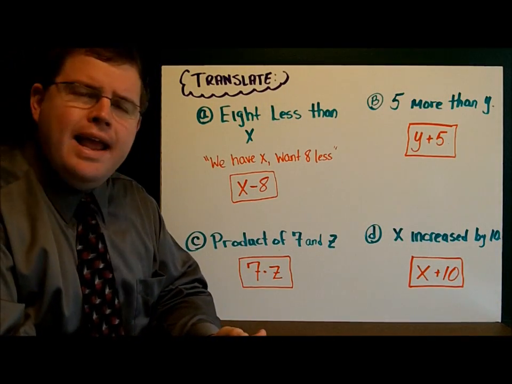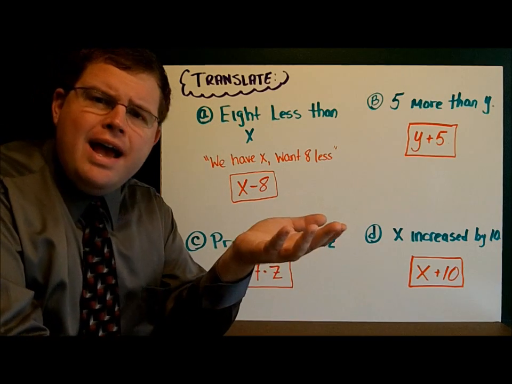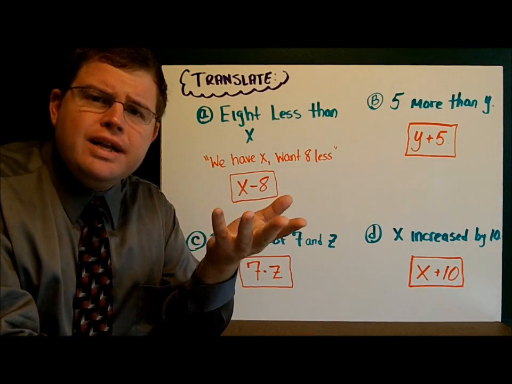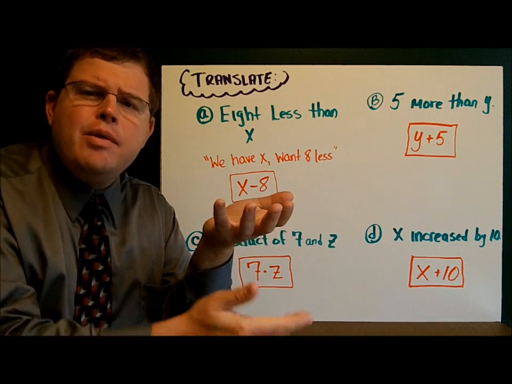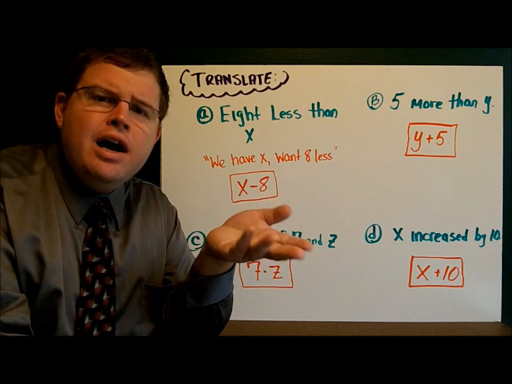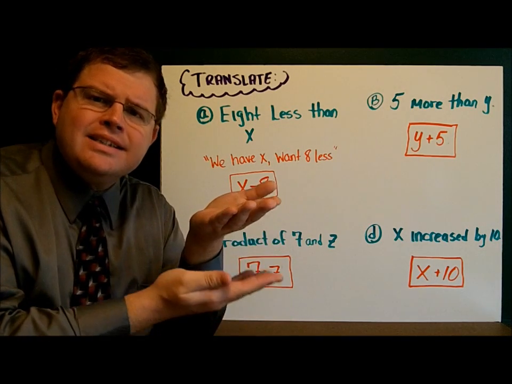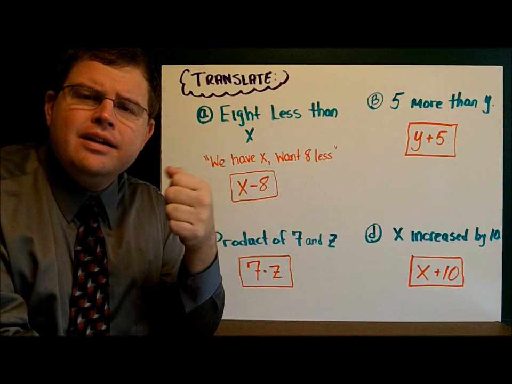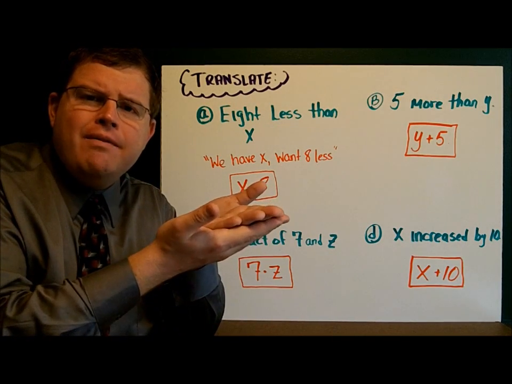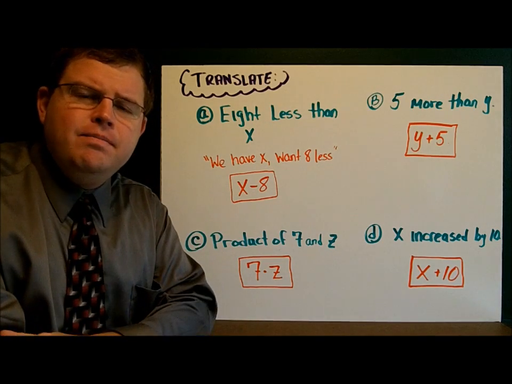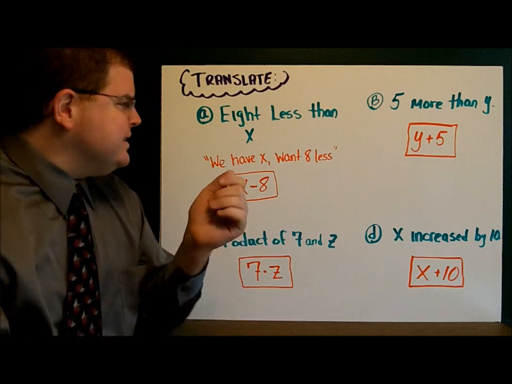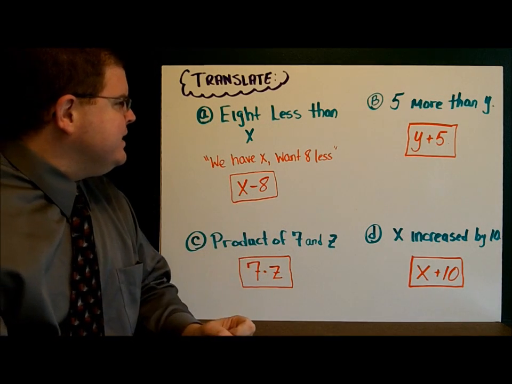Example A, we have 8 less than x. We have x of something, and we want 8 less than that. Picture this. Suppose we had 10, and we wanted 8 less. 10 minus 8. Suppose we had 100 and we wanted 8 less. 100 minus 8. Suppose we had 1,000 of something and we wanted 8 less. We'd have 1,000 minus 8. In this case, we have x of something. We want 8 less, x minus 8.